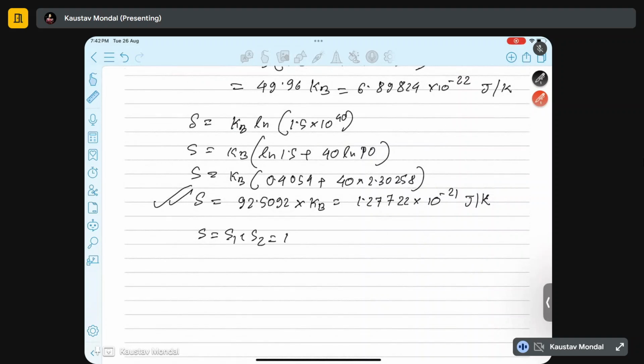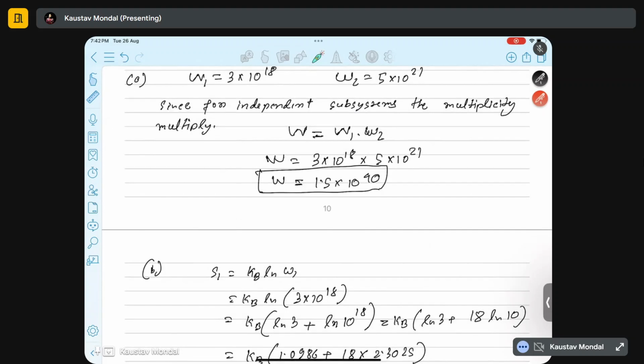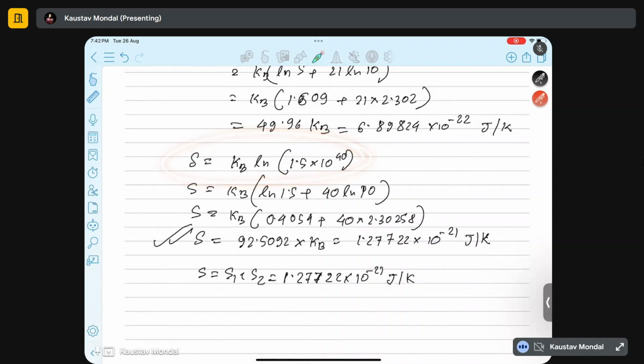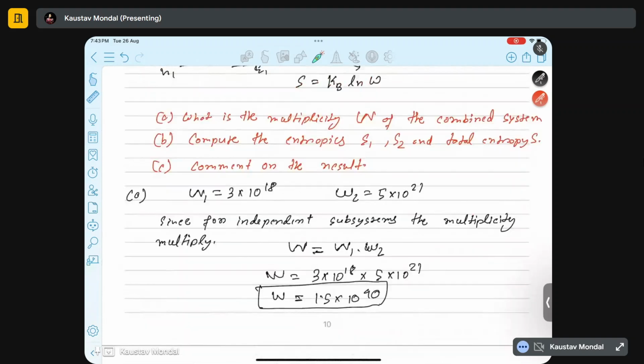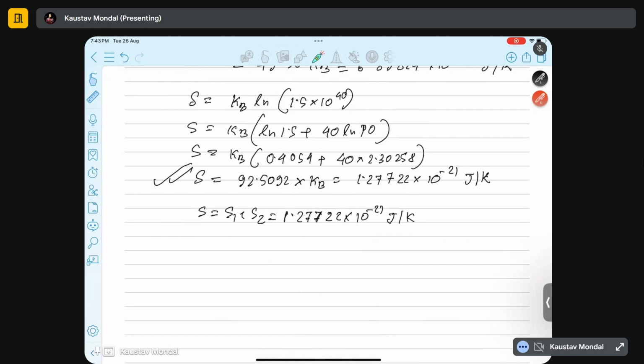This also gives you the same result, 1.27 times 10 to the power minus 21 joule per Kelvin. And also you can calculate the multiplicity of the combined system, capital W, and substitute it into the expression of the entropy, and after doing the calculation you will get the whole expression. So in both ways you can calculate the entropy. Okay, so the significance you can write like this.